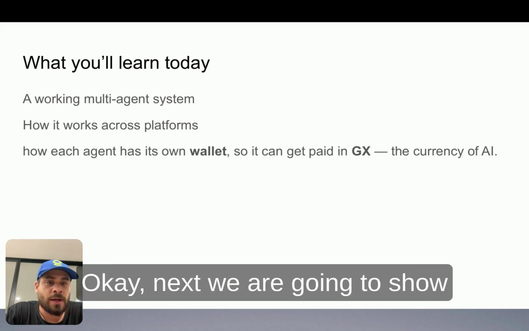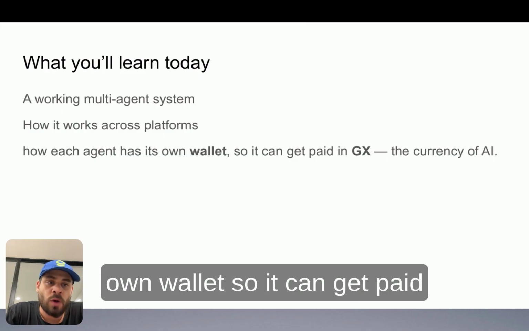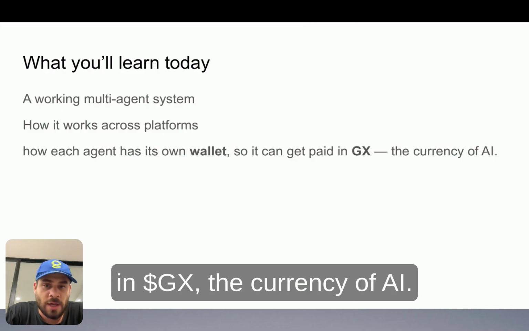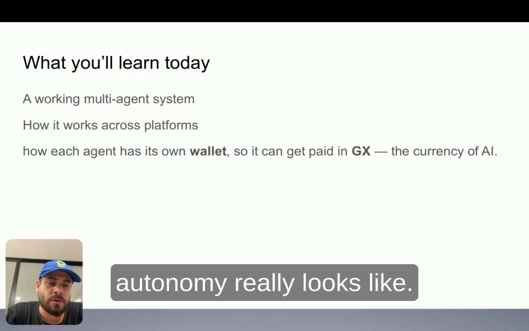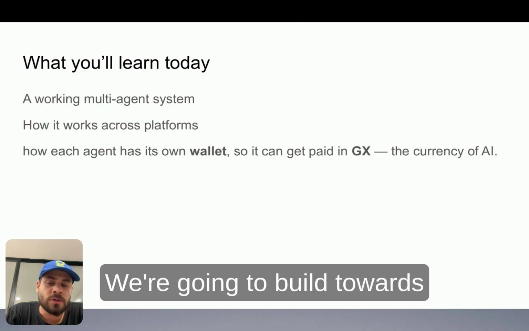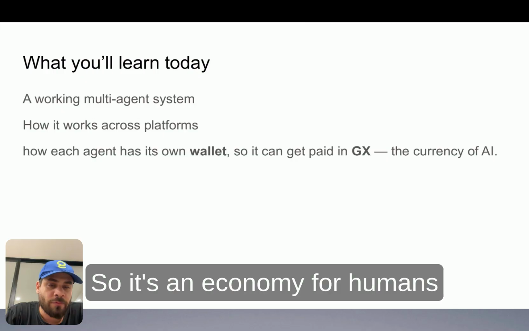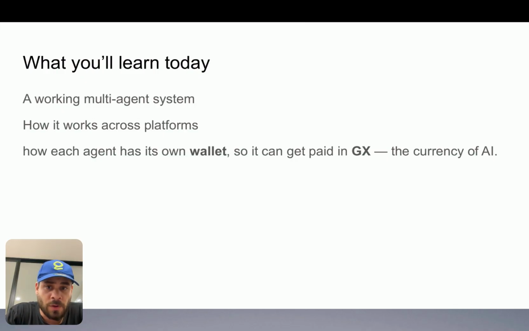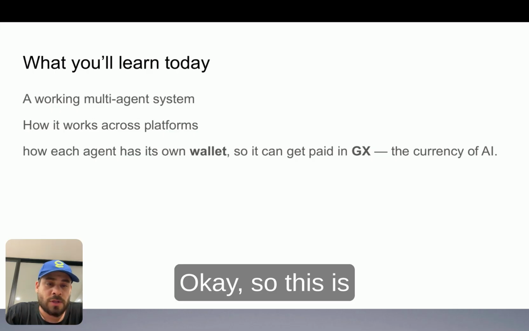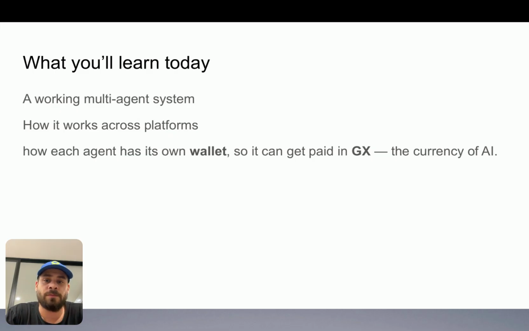Next, we're going to show you how each agent has its own wallet, so it can get paid in GX, the currency of AI. And this is what agentic autonomy really looks like. We're going to build towards the minimum viable economy. So it's an economy for humans and agents to freely interact and pay each other. So this is our demo for today. Let's get right into it.